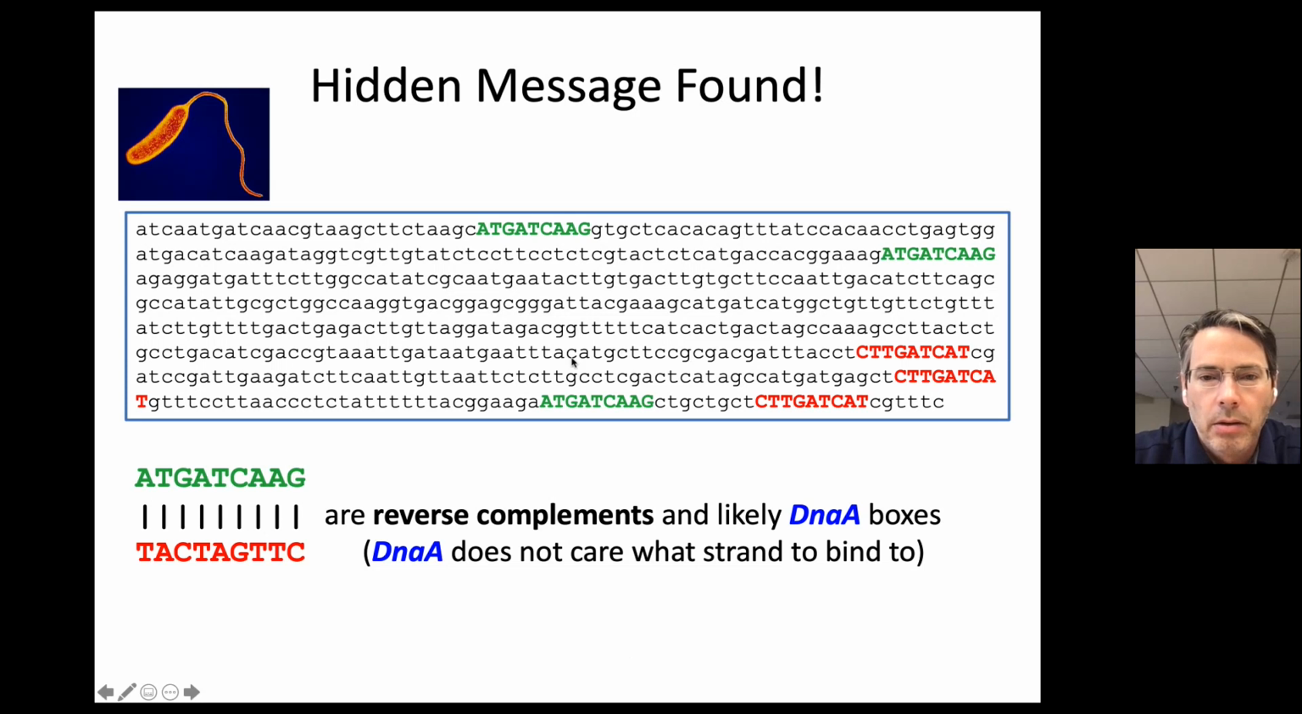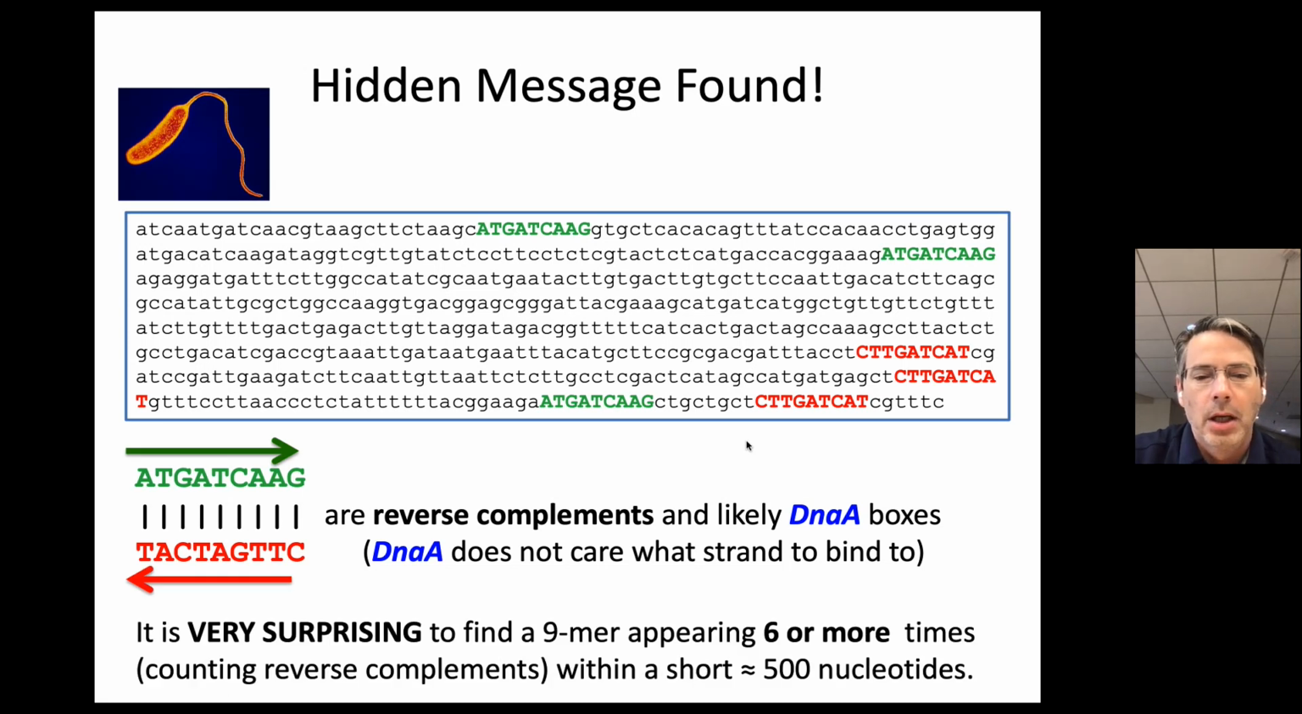So if we now focus back on our Vibrio cholerae genome, one thing to notice here is that it's not just that there are 3 of them, which is pretty unlikely in a 500 base pair sequence. The ones that I colored green and red are actually reverse complements of each other. And DnaA is not strand specific, so there's something going on where either there's a conformation where these things are together, or there are actually 6 potential binding sites here. It's really the second one. It is super surprising to find a 9-mer that occurs 6 or more times within a 500 base pair window.